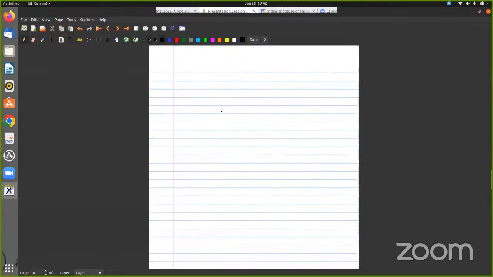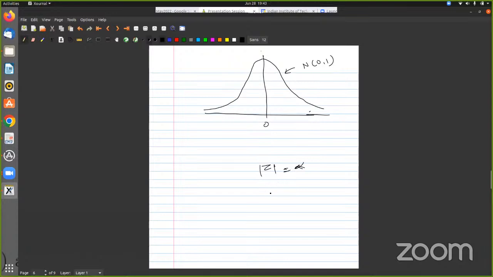So we will try to see this by using this curve. This is the normal 0 1 curve, correct? And this is 0. Now if I want, my z equals, let's say, mod of z is some alpha. What does that mean? I'll say greater than: mod of z is greater than alpha.